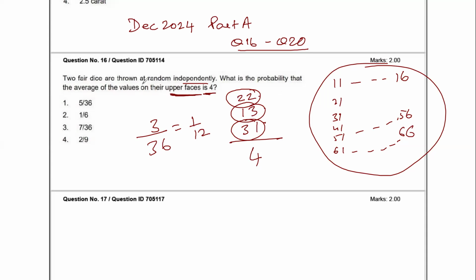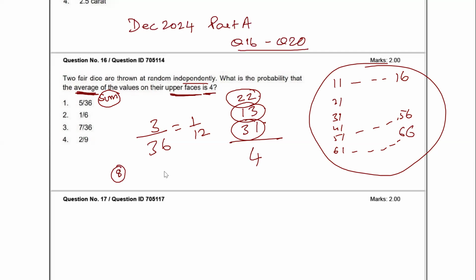Two fair dice are thrown at random independently. What's the probability that the average of the... Oh my god. Okay, gotta read your questions carefully. I thought it was sum, but it's average. So the average is 4, which means the sum should be 8, not 4.